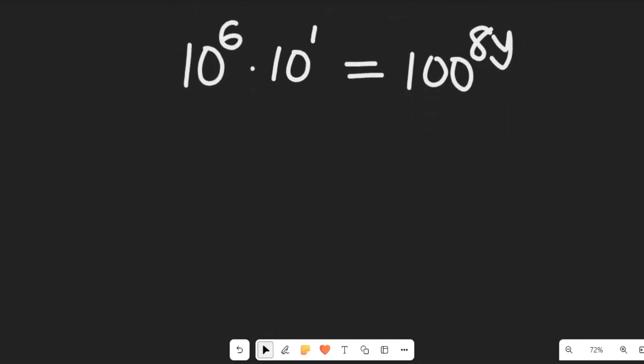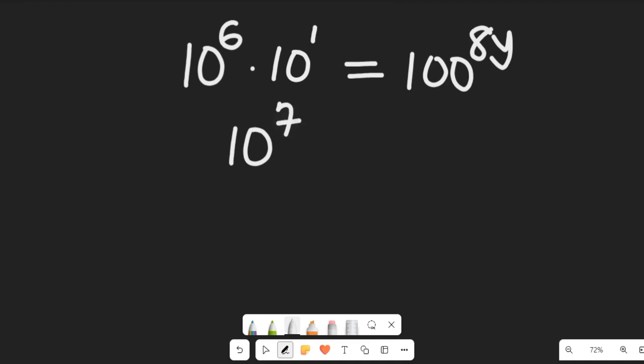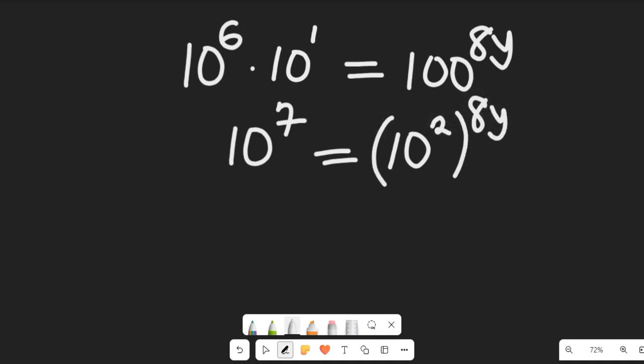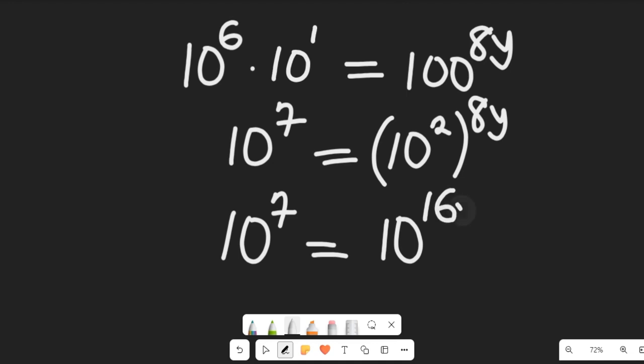So in the next stage, we are going to simplify. Using the law of indices, this is going to give us 10 to the power of 7 equal to, we'll have this become 10 to the power of 2 multiplied by 8y, right? Because 10 to the power of 2 is 100. So if we simplify that, we're going to have 10 to the power of 7 equal to 10 to the power of 2 times 8, which gives us 16y.